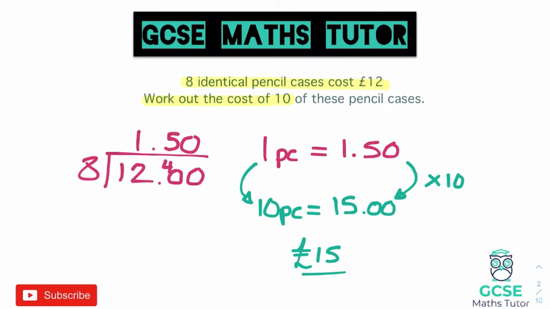So that is how we're going to go about answering these questions. So for both of the questions that you're going to practice, you need to work out the cost of 1 in whatever regards the question is about, and then you can work out the cost of however many it's asking for. But you always need to make sure you go back to 1. So let's have a look at some questions for you to have a go at.